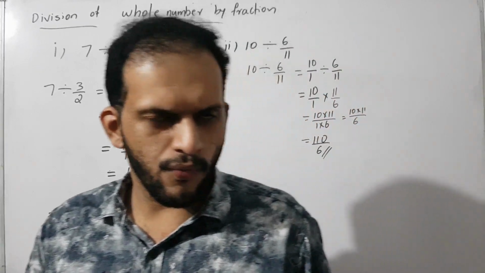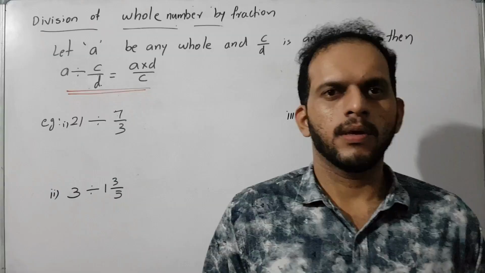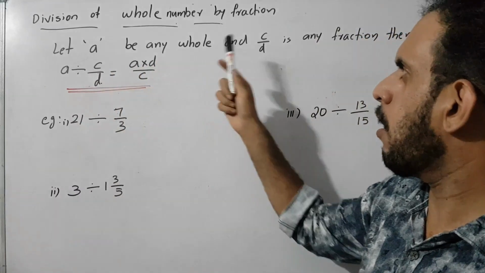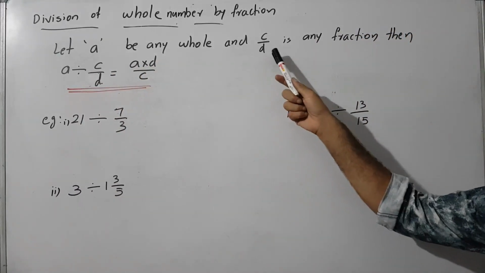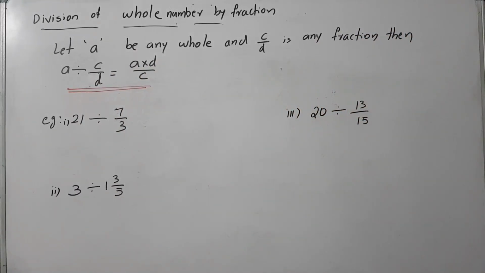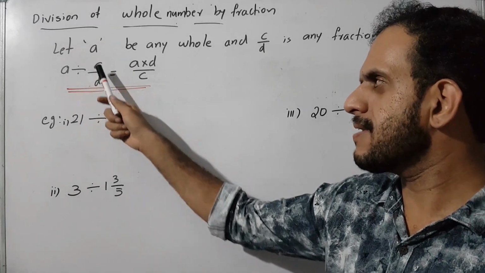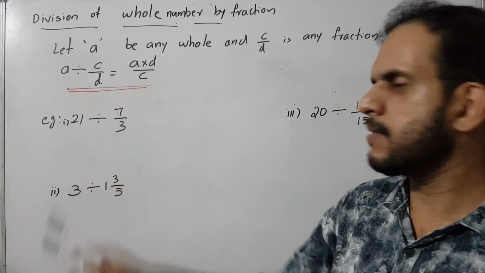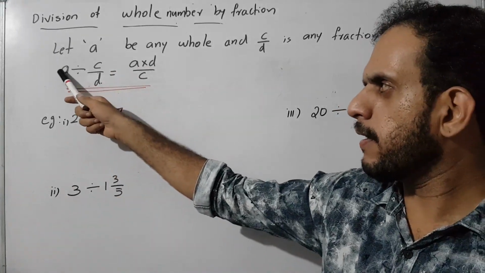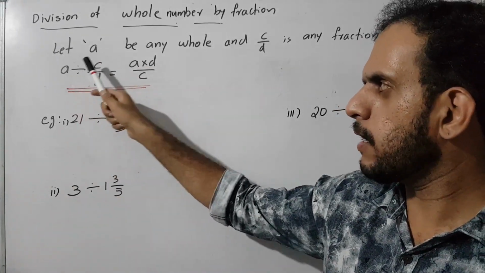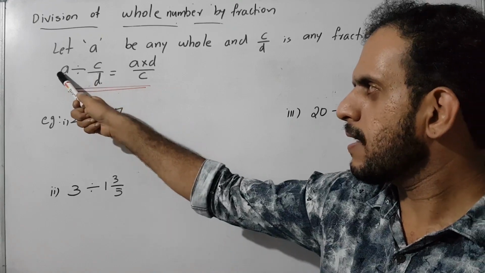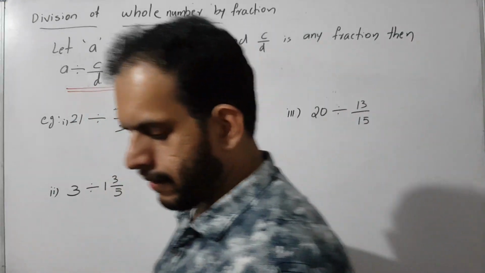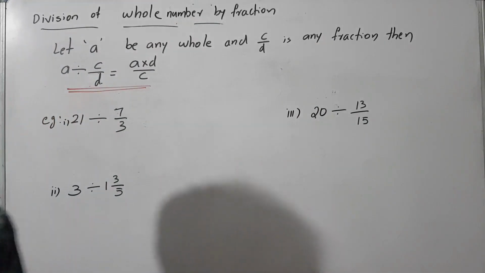Clear? So we generalize the idea like this. Let a be any whole number and c by d be any fraction. Then a divided by c by d is equal to a into d by c. Okay, a, the whole number, divided by the fraction c by d is equal to a into d by c.